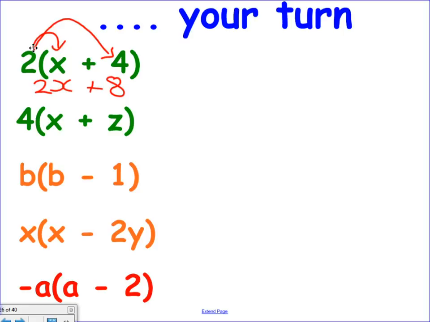Go on then Adam, talk me through it. 4 times x is 4x. Good. And then 4 times z, which is 4z. And what have I got in between them? Plus. Good. Next one.